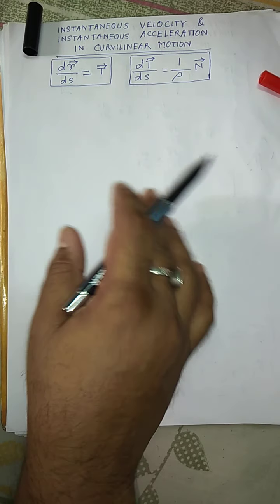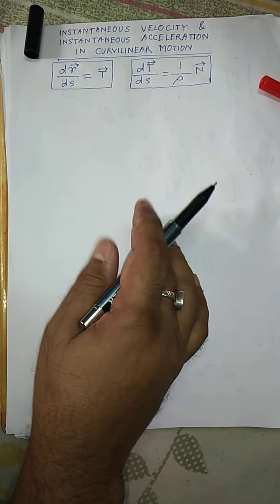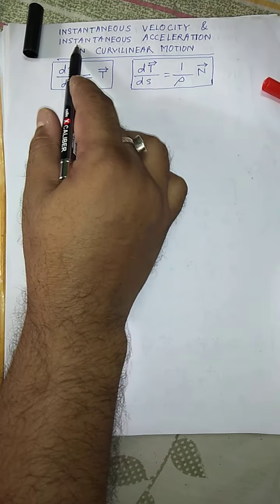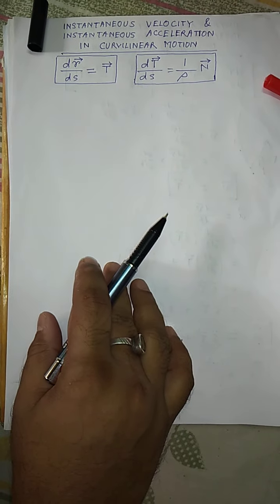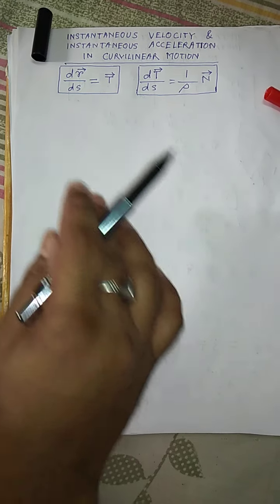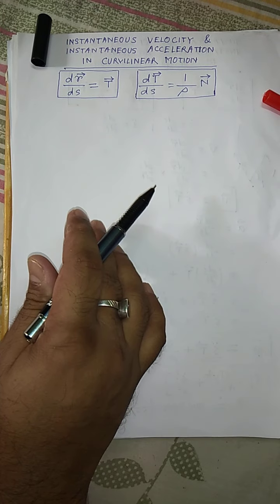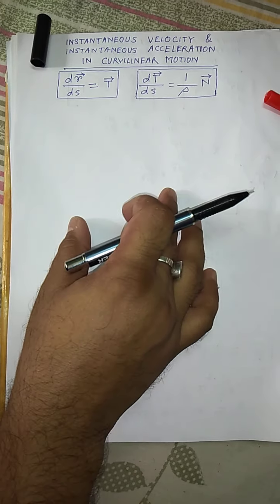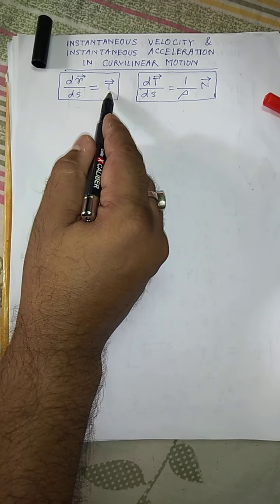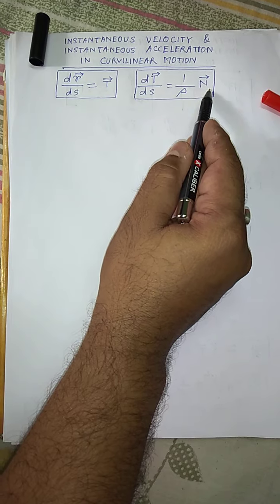I'm Pranasish. I'm here to help you understand instantaneous velocity and instantaneous acceleration in curvilinear motion. In the past two videos, we found the expressions and the definitions of two very important unit vectors. One is unit tangent and the other is unit normal.